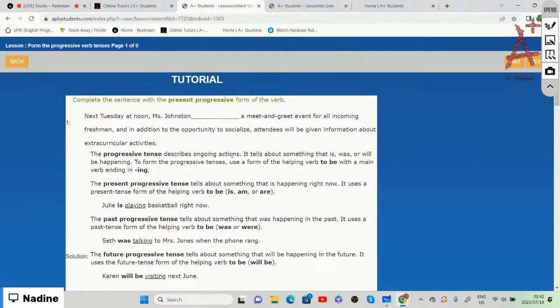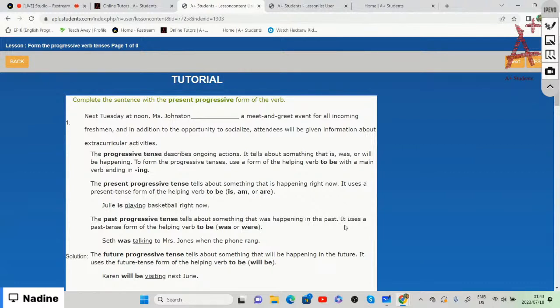Progressive tense describes ongoing action. It tells about something that is, was, or will be happening. To form the progressive tenses, we need to use a form of the helping verb to be with the main verb, and our verb also ends in ing. So for example, watch, watching, and that ends in ing.